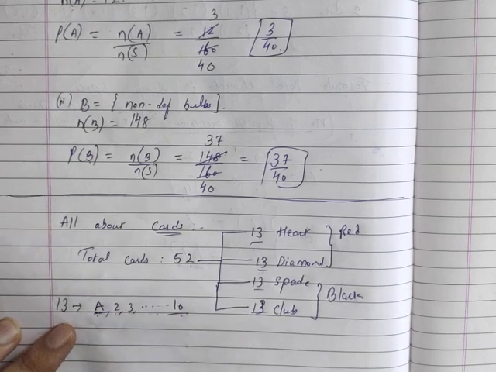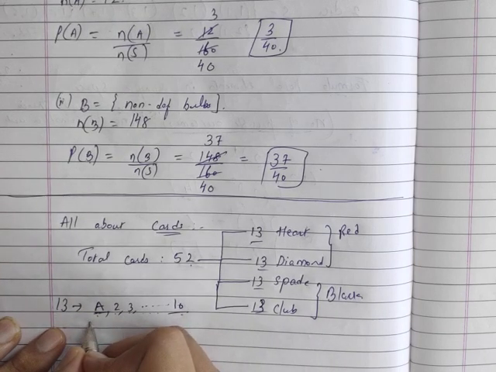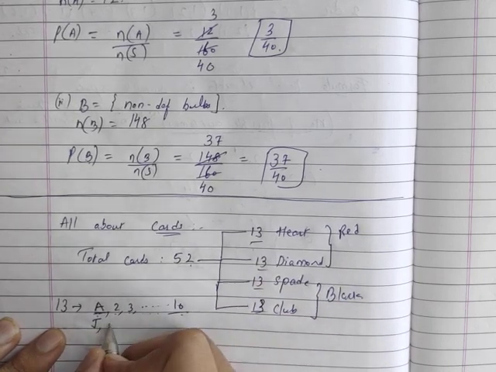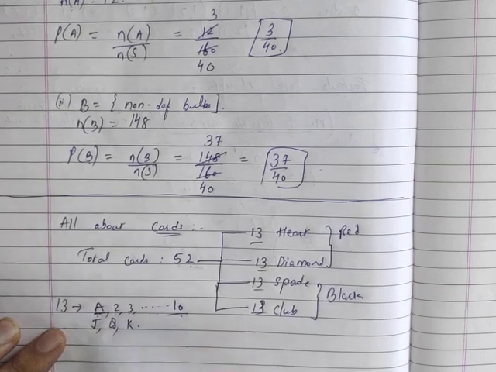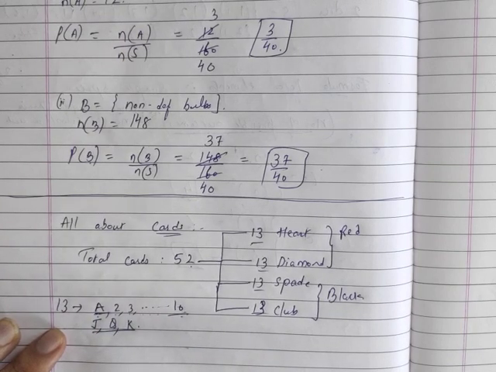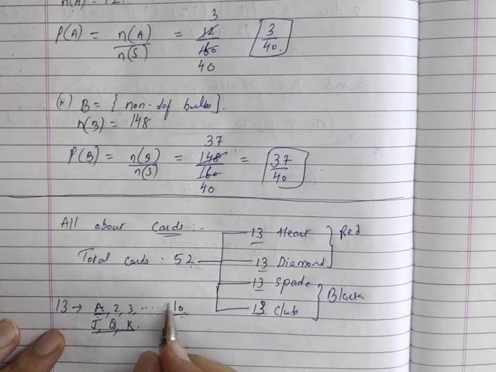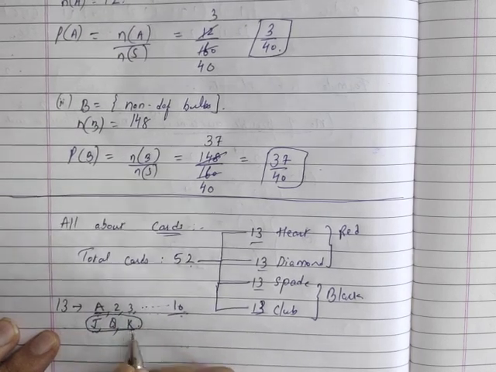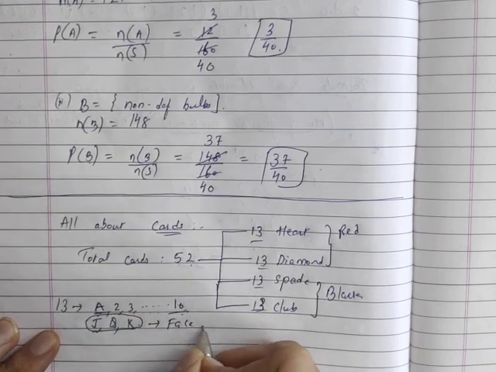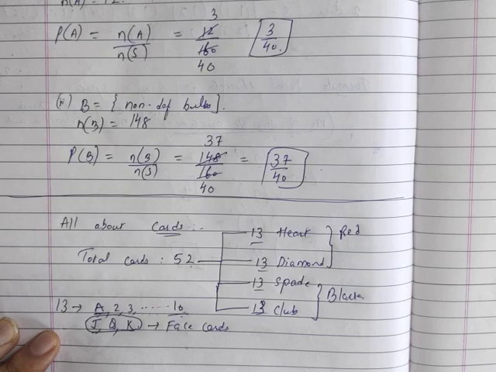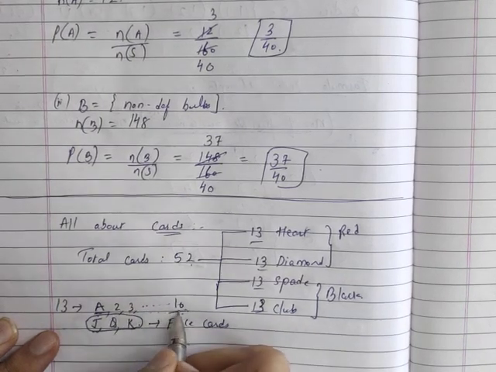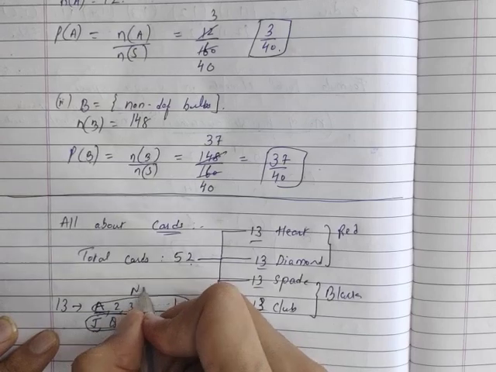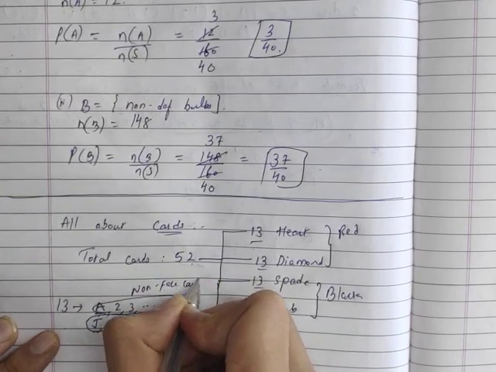So how many are these? These are 10. Plus, each set will have a joker, a queen, a king. So 10 plus 3, that is 13 cards. Now, out of this, the joker, queen and king are also called face cards. And the rest are called non-face cards.